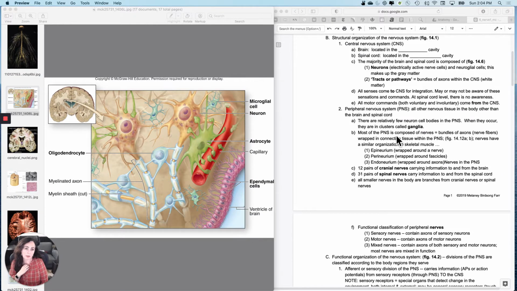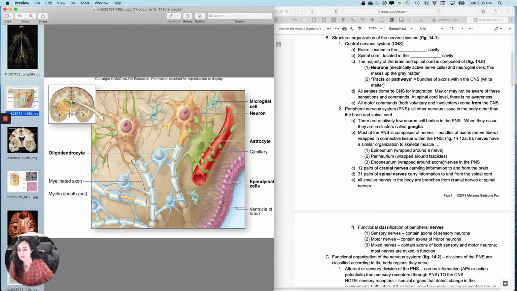Okay, so let's start talking a little bit more about what makes up the CNS and what makes up the PNS, and then we'll start organizing it functionally as well. So, if you are looking at the central nervous system, if you're looking at the brain, this is a coronal section of the brain, or the spinal cord.